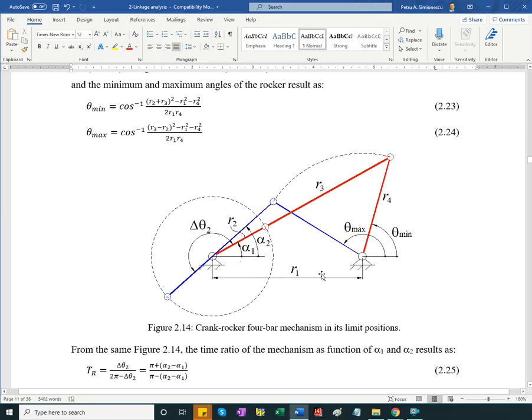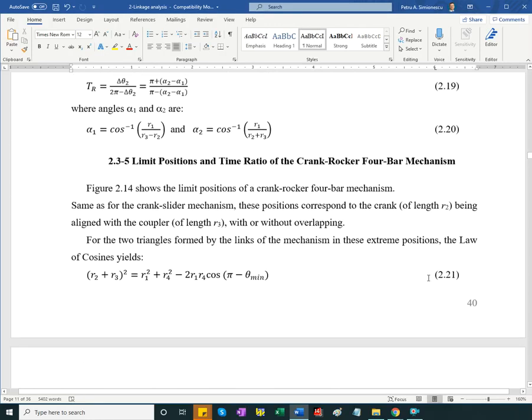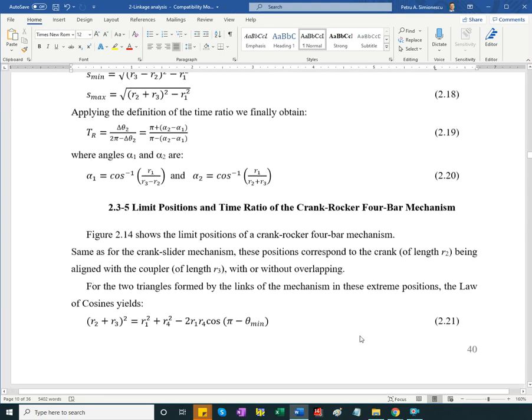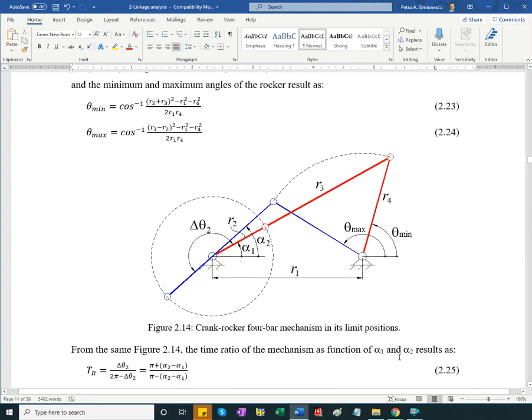And how do I get the angular stroke? Well, I'm using, in a sense, something similar to this, more for the latter part, for the time ratio, but I'm using the law of cosines. For example, in this triangle in red, I can calculate using the law of cosines this angle, which is 180 degrees minus theta min.